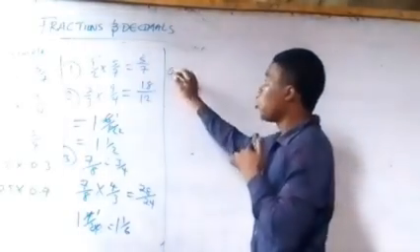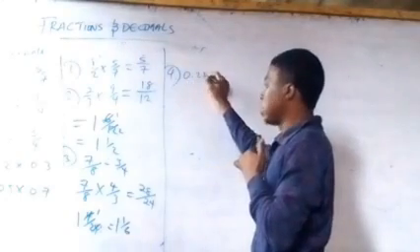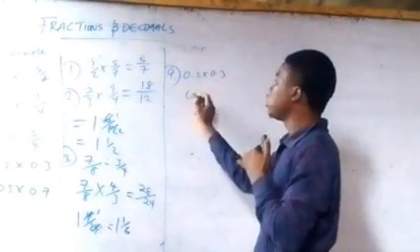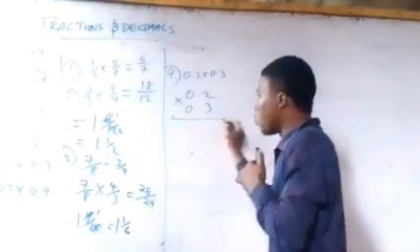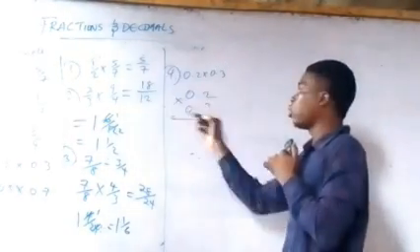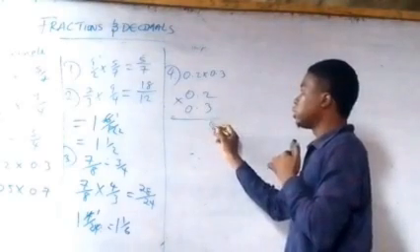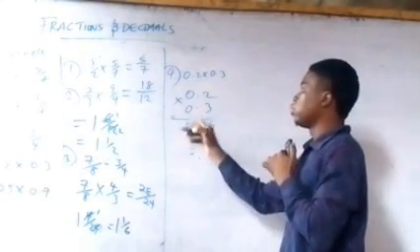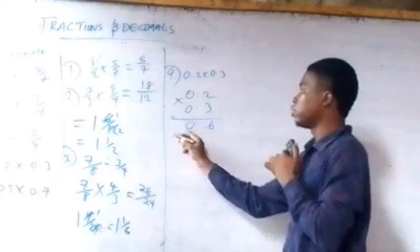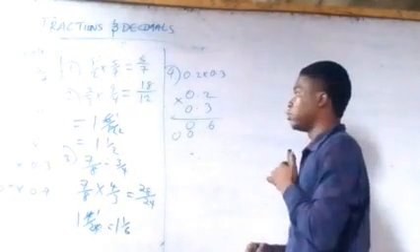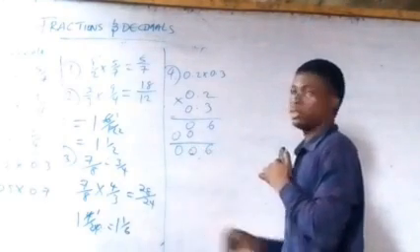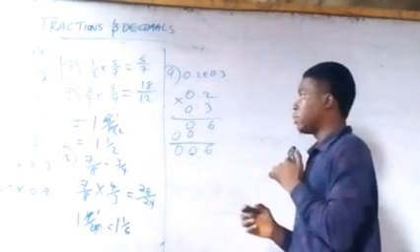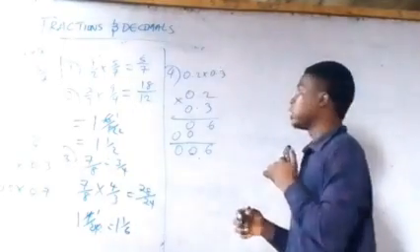So number 4, we have 0.2 times 0.3. Arrange it. We have 0.2, we have 0.3, multiply. Now first thing, 3 multiply all, that's 6, 0. 0 multiply all, 0, 0. Right, we have 0, 0, 6. Are we getting it?